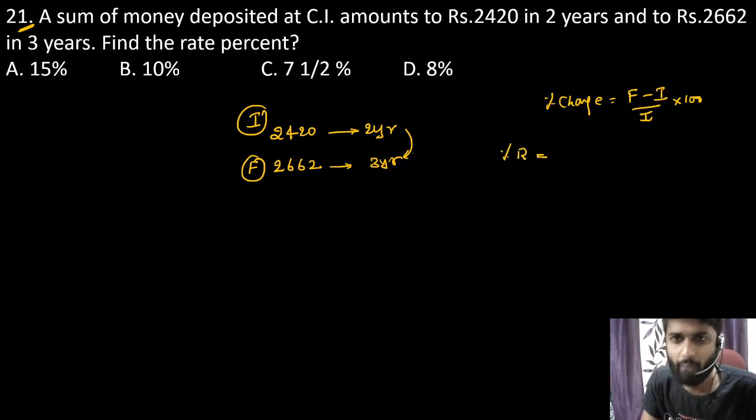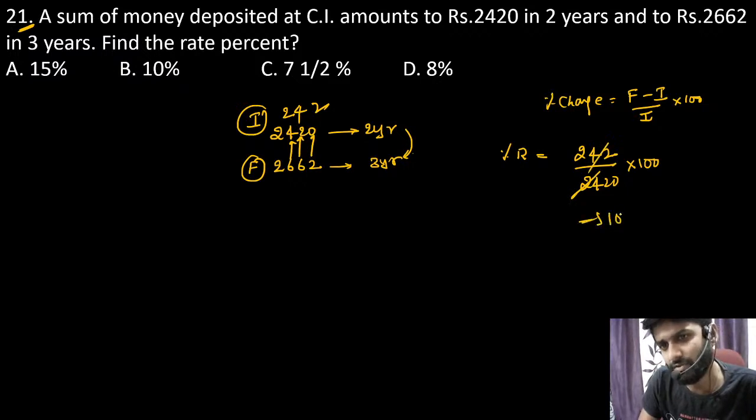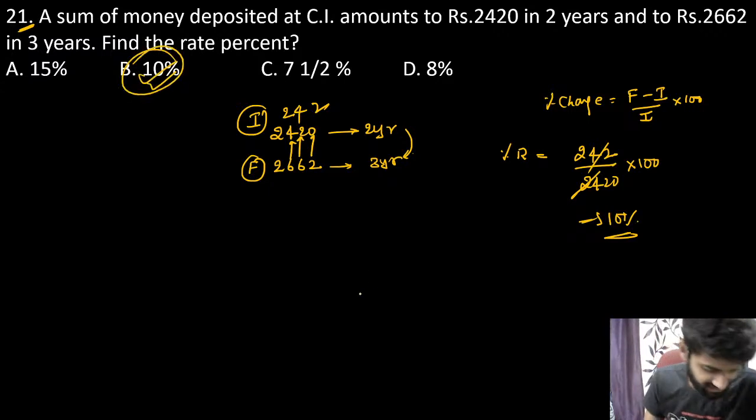Now to find the rate of interest: 2 minus 0 is 2, 6 minus 2 is 4, and 6 minus 4 is 2. See, 242 rupees is the increase from 2,420. So 242 rupees increase from 2,420 means the rate of interest is exactly equal to 10%.